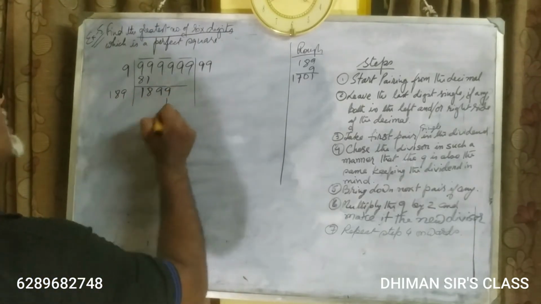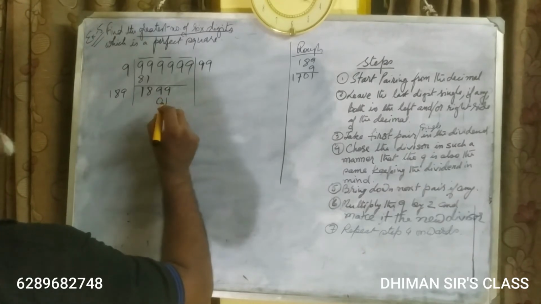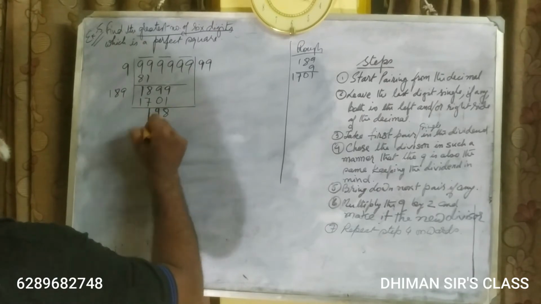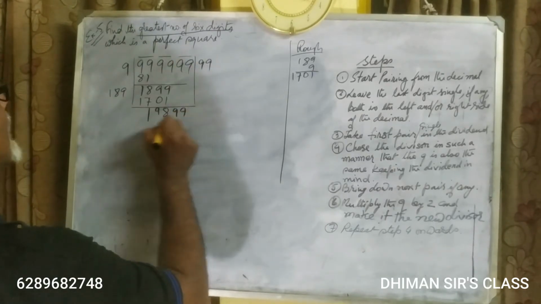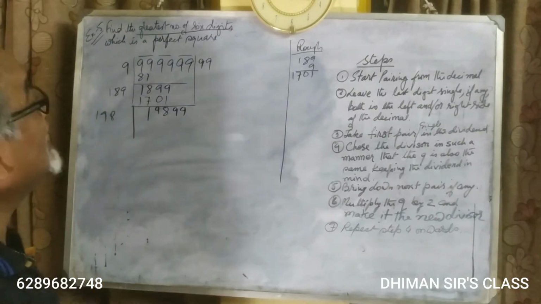So 9 nines are 81, carry 8. 9 eights are 72 plus 8, 80, carry 8. 9 ones are 9 plus 8, 17. 8, 9, 1. Still, 99 will be brought down. 2 nines are 18, 2 nines are 18, 198.